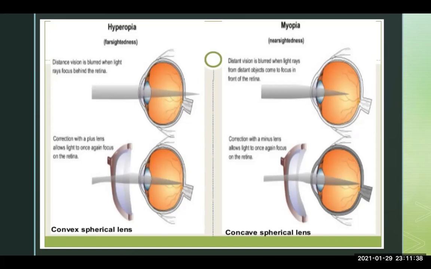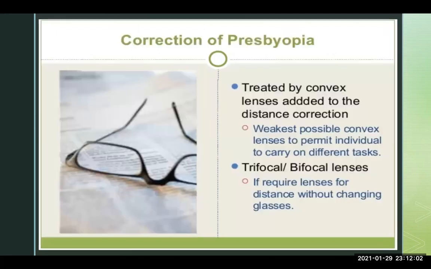The word spherical lenses means that all parts of the lens have the same power, are equal. There is no part higher in refraction than the other part. It's called spherical lenses. While there are different parts with different refractive powers in the cylindrical lenses, which will correct the astigmatism.